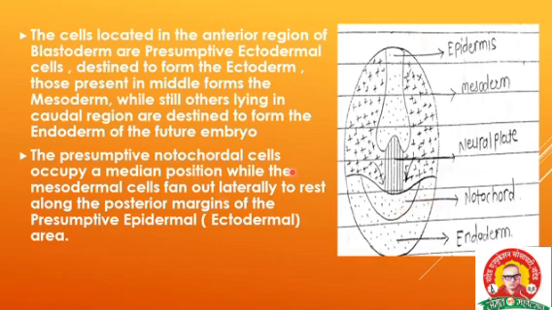The presumptive notochord cells occupy a middle position, while the mesodermal cells fan out laterally to rest along the posterior margin of the respective epidermal, that is the ectodermal area. Epidermal area is nothing but the ectodermal area. All are formed at the time of gastrulation.